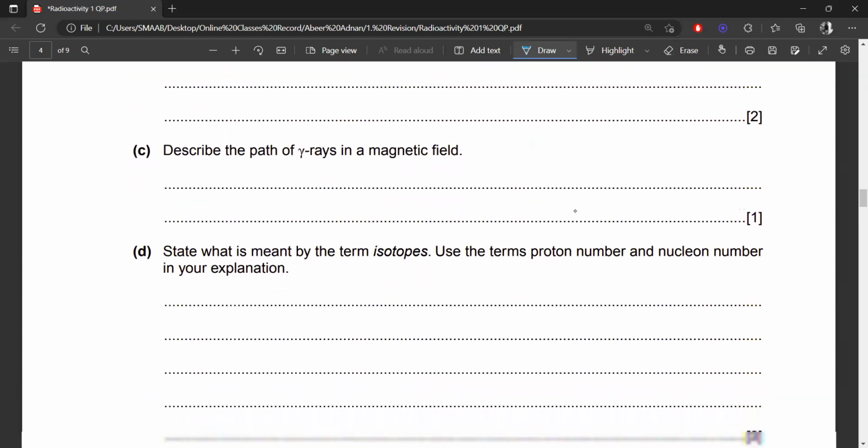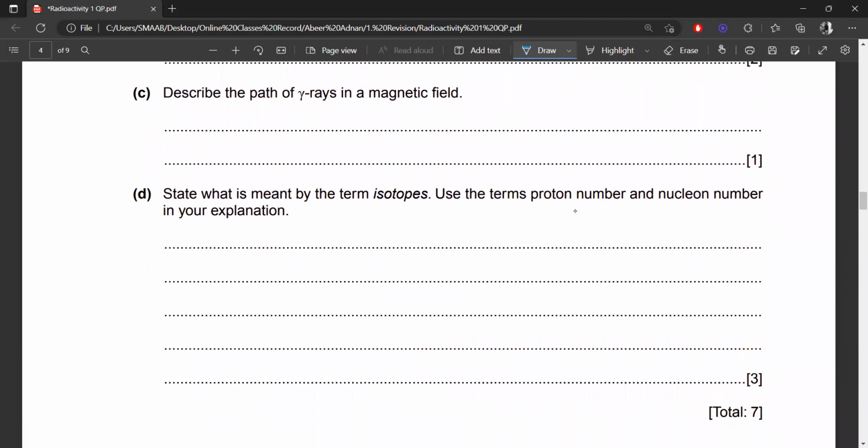Yes, and like the path of gamma rays in a magnetic field: no deflection. It will move straight through the magnetic field because there is no charge on gamma rays.